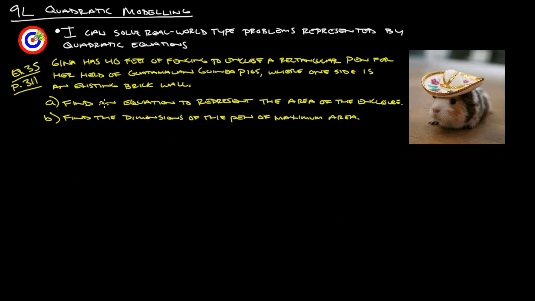Gina has 40 feet of fencing to enclose a rectangular pen for her herd of Guatemalan guinea pigs, where one side is an existing brick wall. So find an equation to represent the area of the enclosure.